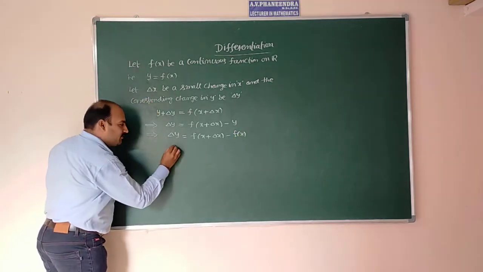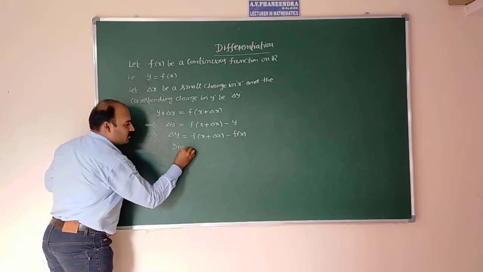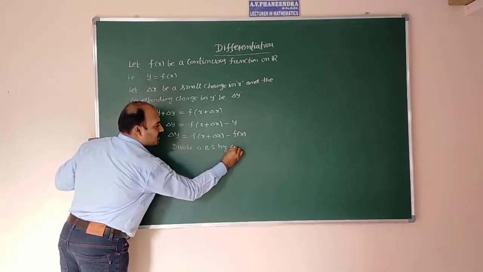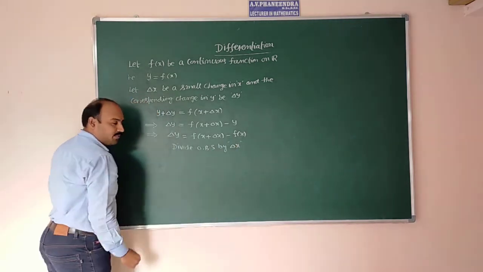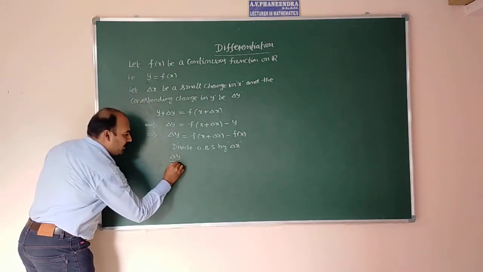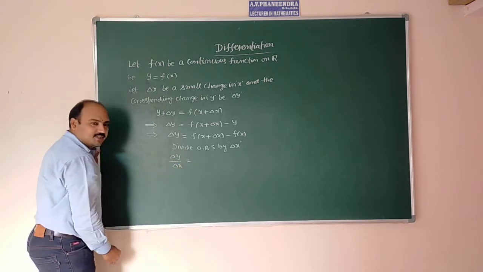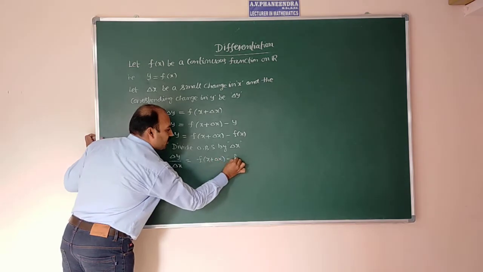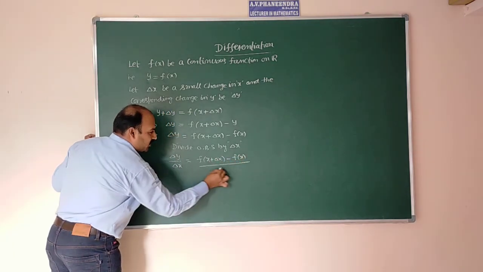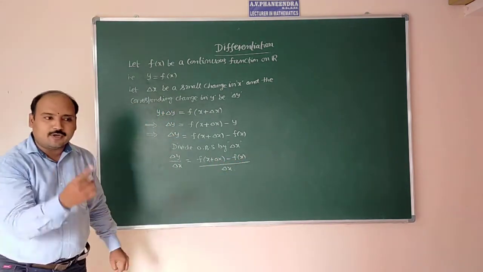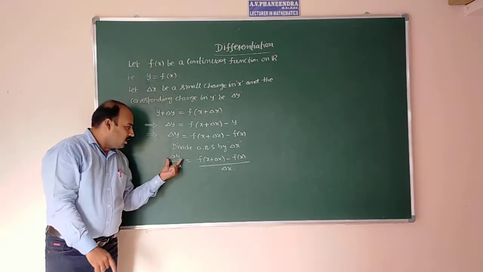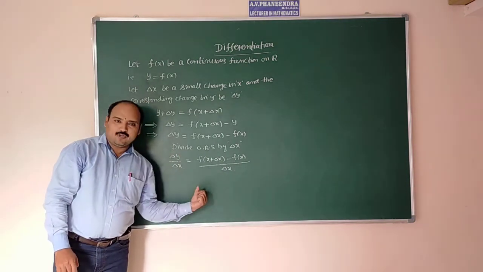After this step, divide on both sides by delta x. It will become delta y by delta x is equal to f of x plus delta x minus f of x divided by delta x. Are you able to understand? Delta y by delta x equal to this one.